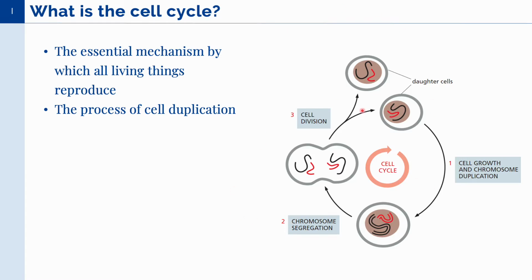Here we can see the three main processes that occur in the cell cycle. First, we have to have cell growth and chromosome duplication. After the chromosome has been duplicated, there is chromosome segregation, which is the division of the chromosome into two equal parts. Then finally, we have cell division or cytokinesis, in which one cell becomes two daughter cells.